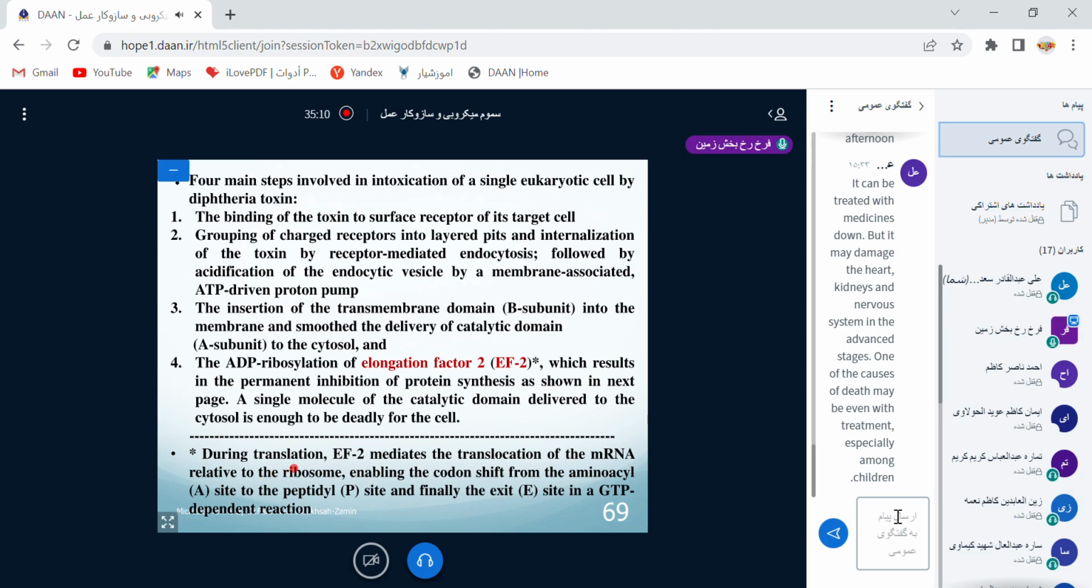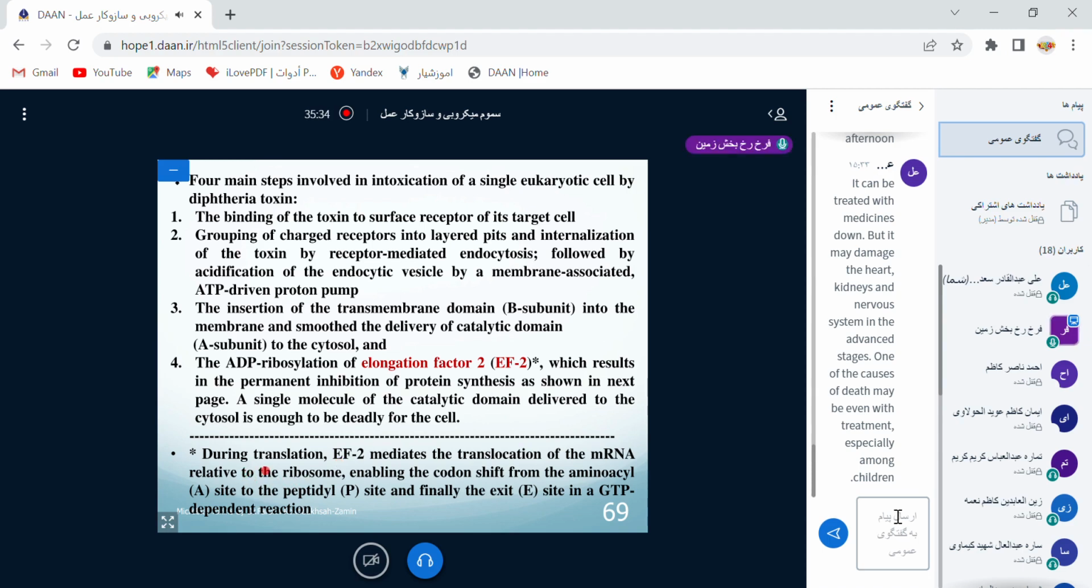During translation, EF2 mediates the translocation of mRNA. Here is explained the importance of EF2 and why, if EF2 is not working, the cell goes to die.